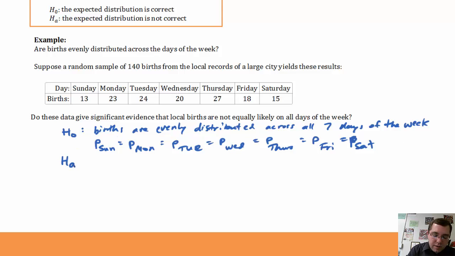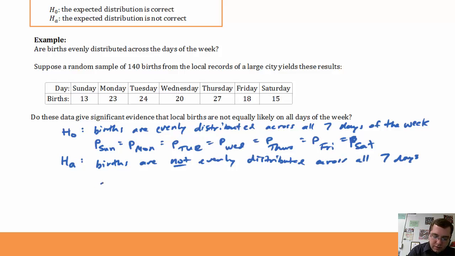The alternative hypothesis is that they are not evenly distributed across all 7 days of the week. So births are not evenly distributed across all 7 days of the week.